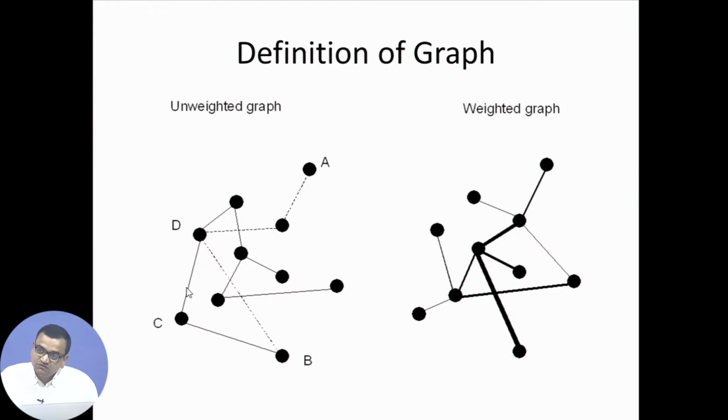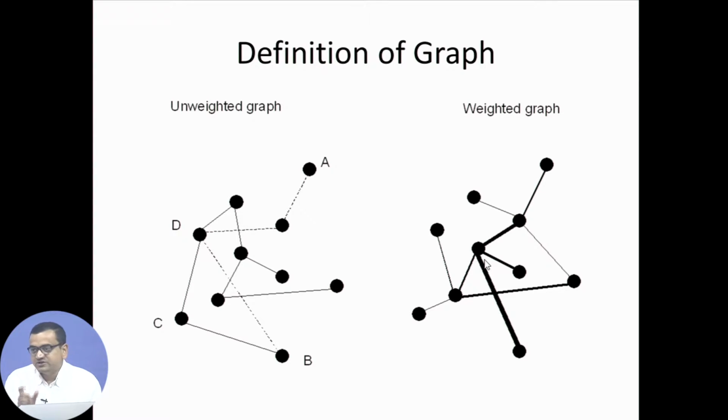Now if you are looking at a weighted graph, here is a similar thing, but it shows a weighted graph. What it indicates or represents is that if the line is thicker, it means these two nodes are connected much more strongly.